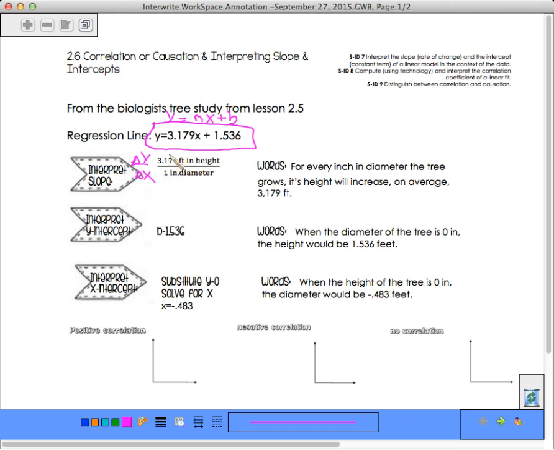So every time we're going to label our slope, and we're going to put what the x represented and what the y represents. And we'll read it. For every 1 inch in diameter, the height increased 3.179 feet.